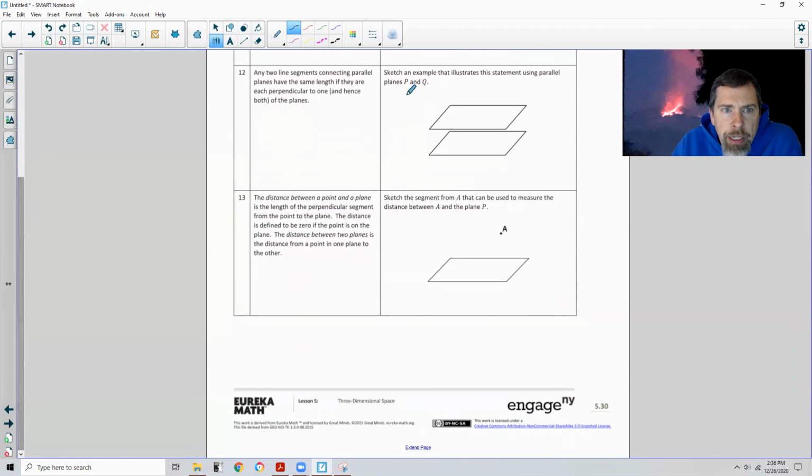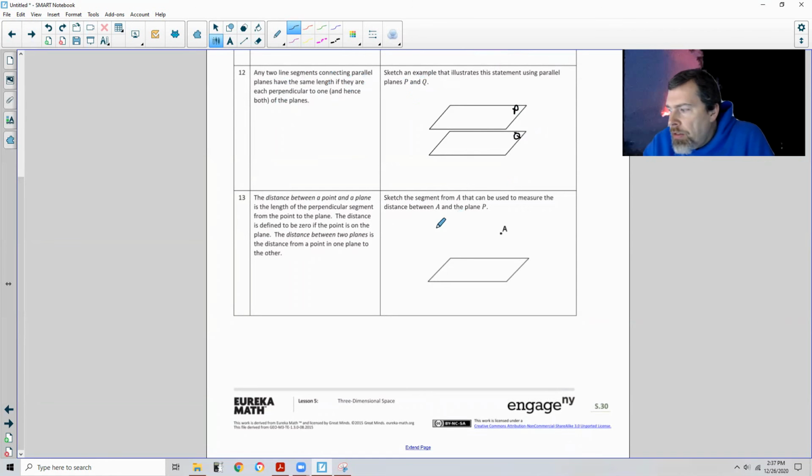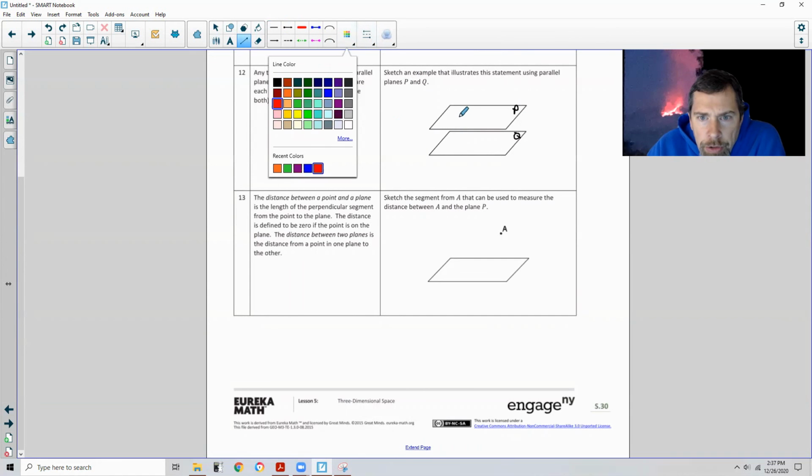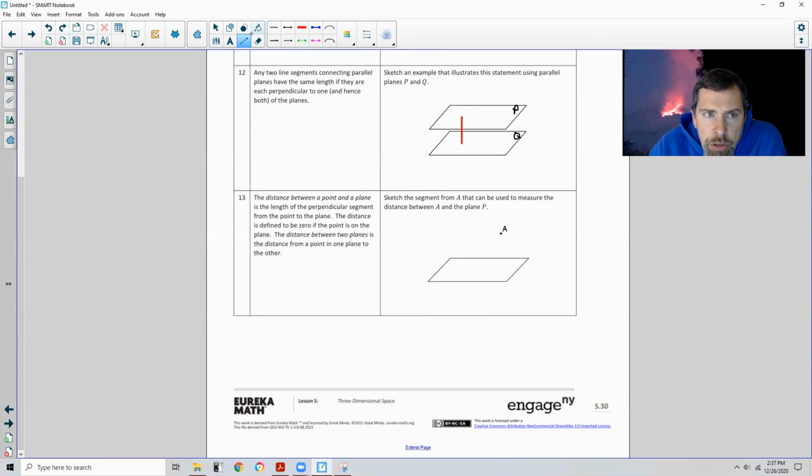Number 12. Any two line segments connecting parallel planes have the same length if they're each perpendicular to one and hence both of the planes. Sketch an example that illustrates this statement using parallel planes P and Q. So we're calling this P and this one Q. So we're now going to do segments. So switch this to here and let's do a red one. And all they're saying is if I had a point there and a segment to there, picture a point.